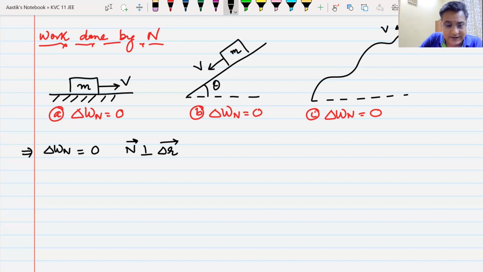Work done by normal reaction is going to be 0 in all the cases because normal reaction is going to be perpendicular to the displacement. I hope all of you are working, all of you are solving questions, and all of you are trying to do questions. Okay, that takes us to the next one. Remember, this is one of the easiest topics in mechanics that we are encountering. So everything in this topic must be very clear.